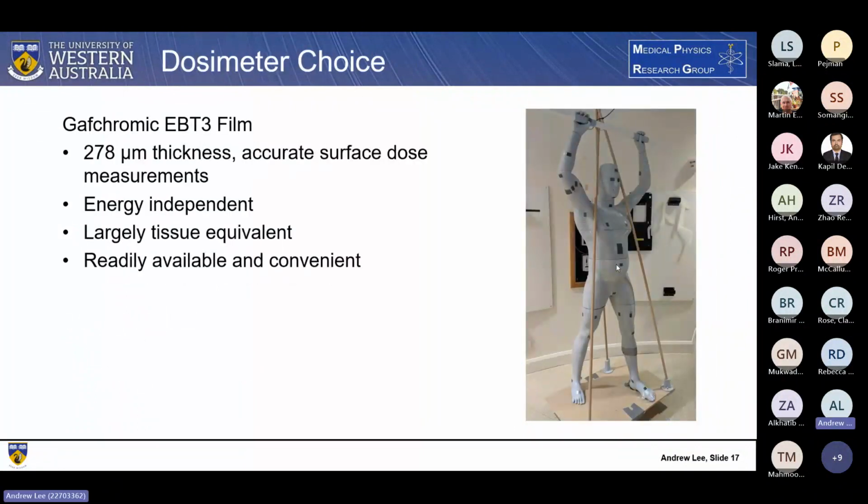So our dosimeter of choice primarily has been Gafchromic EBT3 film. With 0.28 millimeters thickness, we get quite accurate surface dose measurements without perturbations of the beam. It's quite energy independent in literature, which is quite useful for extended SSDs. Electrons will have quite a range of energy, it's largely tissue equivalent, and is readily available and convenient. So here we have over 50 measurement points with Gafchromic film, which would be quite pricey with TLDs, for example. And Gafchromic film has been used for in vivo dosimetry as well in literature for total skin electron therapy.